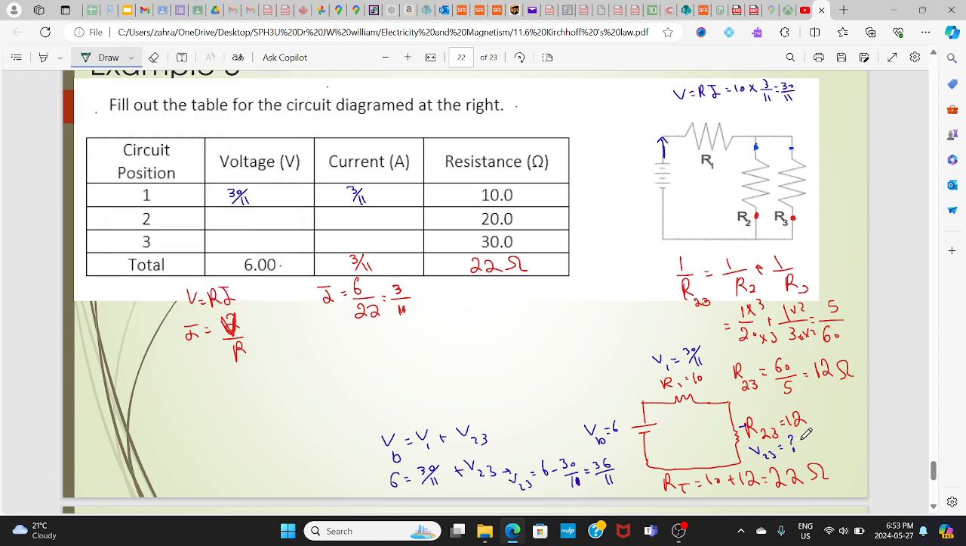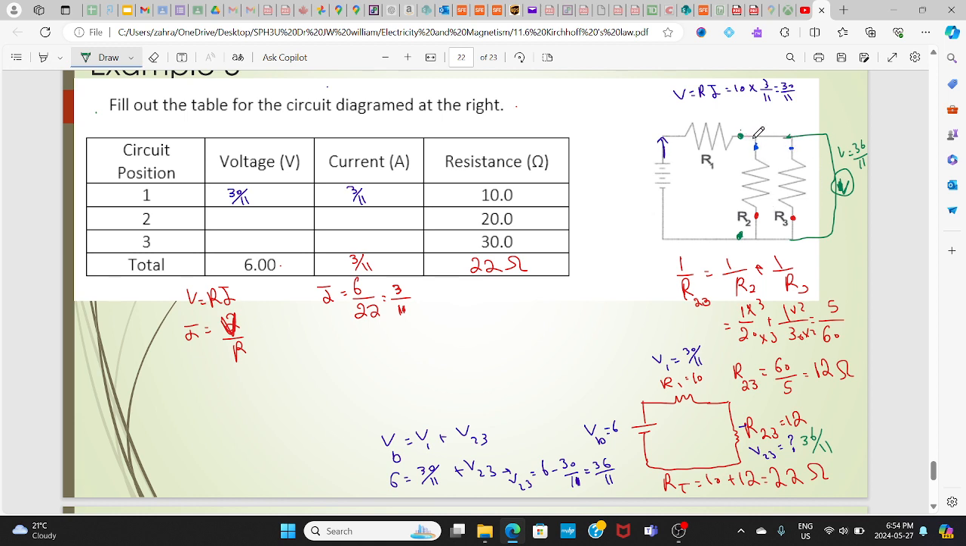I'm going to use a different color here. V23, I got it to be 36 over 11. So the total V here, if you put a voltmeter there, is going to be 36 over 11. So the total V is going to be the same V across R2 and the same V across R3.